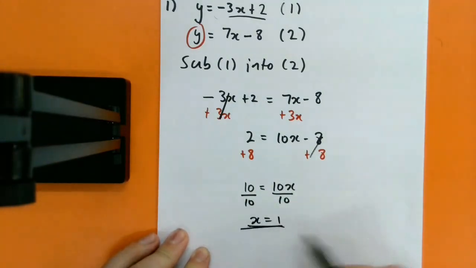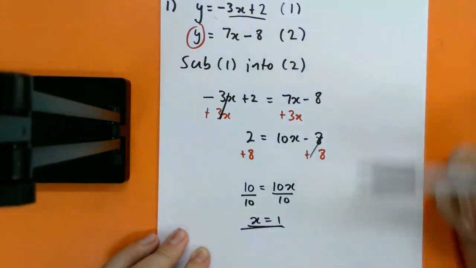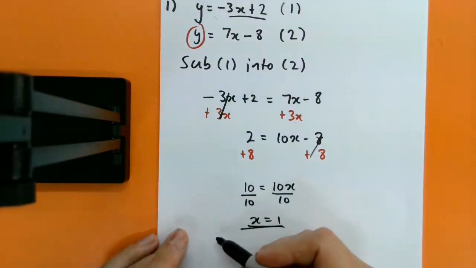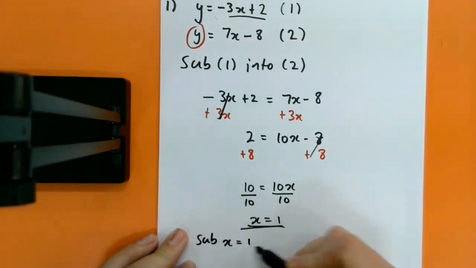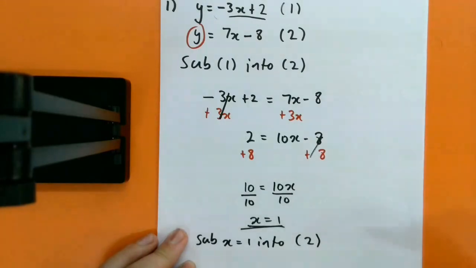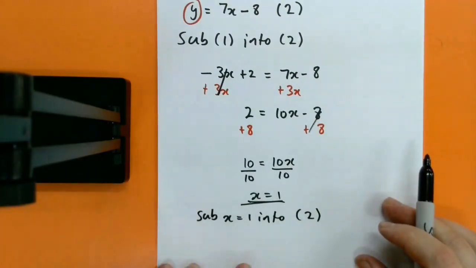But that's only half the job done. We still need to find y. So we can sub it into any equation that we like. I'm going to pick 2. It doesn't matter which one you want to do. All you have to say is sub x equals 1 into equation 2. Again, we're being really clear with what we're doing here. So sub x equals 1 into 2.